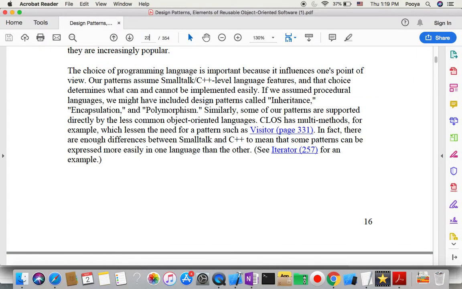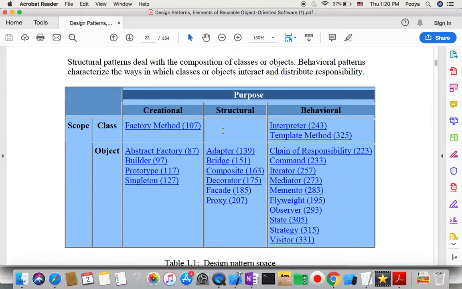I'll go to page 22, which is a good table for you to learn about where each pattern sits and what they're going to do, so you have it in your mind and can understand them. Here you will see that we categorize design patterns in two ways: by purpose or by scope. Scope could be class scope or object scope. Purpose could be creational, structural, and behavioral. So we will go over each of these.